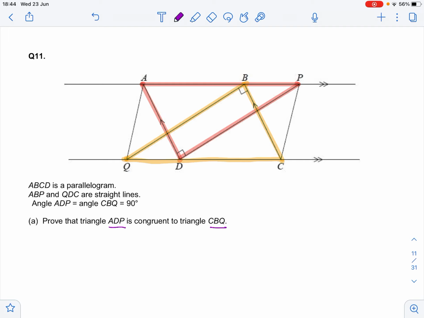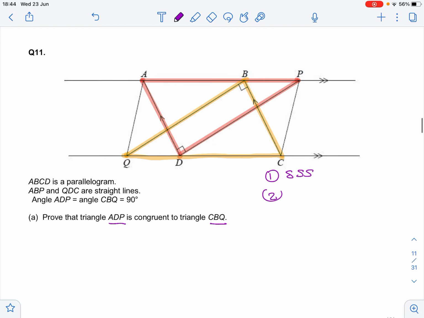So the four conditions to prove something is congruent. The first one is that we can prove that they have all the same sides. The second way to prove it is angle, side, angle: two same angles and a side that's common. The third way is side, angle, side, and the fourth way is right angle, hypotenuse and side. So we can use those four ways to prove two triangles are congruent. So let's have a look. What do they have in common?